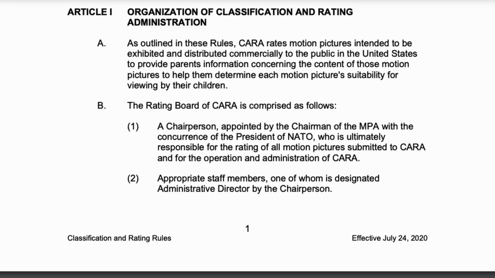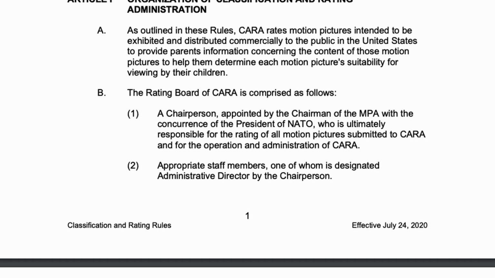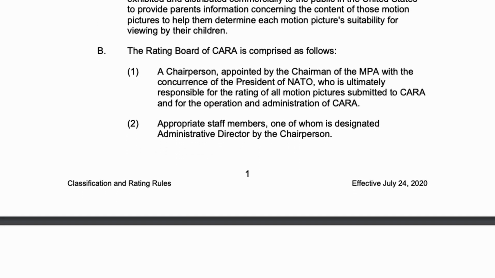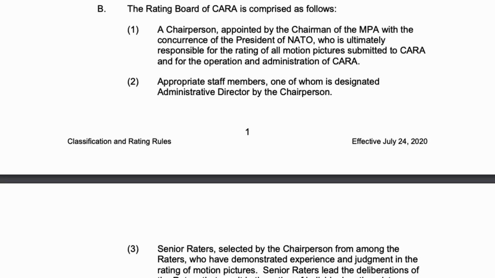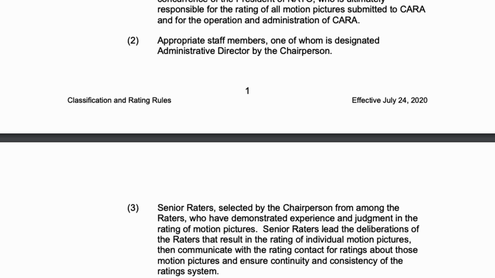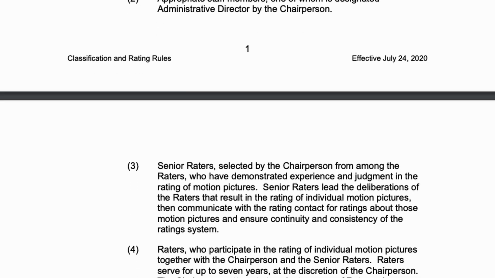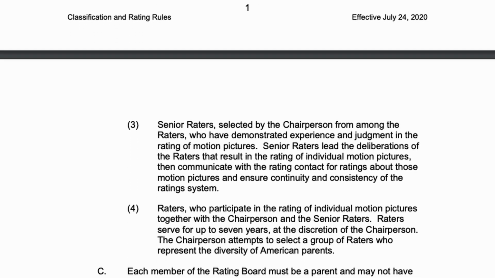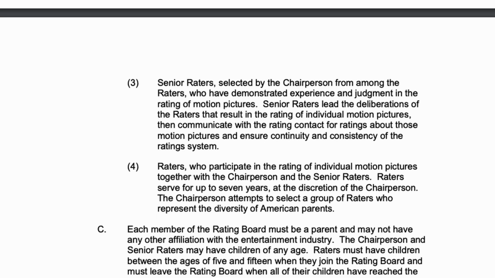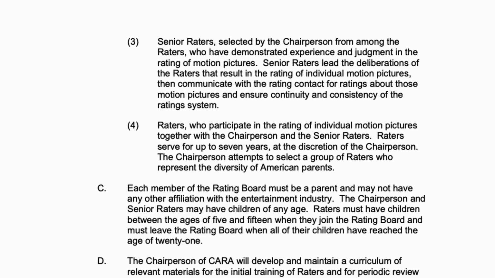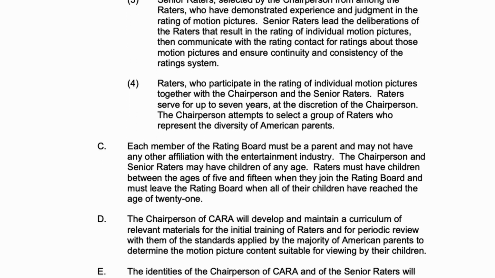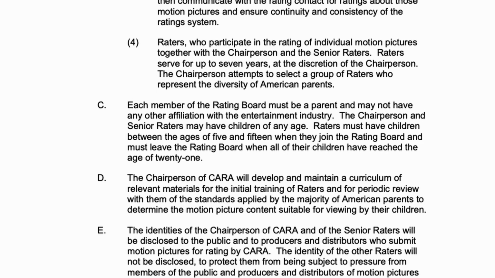CARA is separate from the MPA, made up of somewhere between 8 to 13 parents who do not work in the film industry, have children between the ages of 5 and 15 when they join, and they stay with CARA until their child turns 21. The CARA members watch a film together, determine the rating of the film as a group, and come up with a description together. This is about all the information I can find about how CARA works.